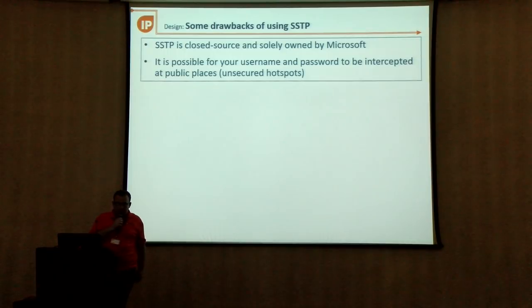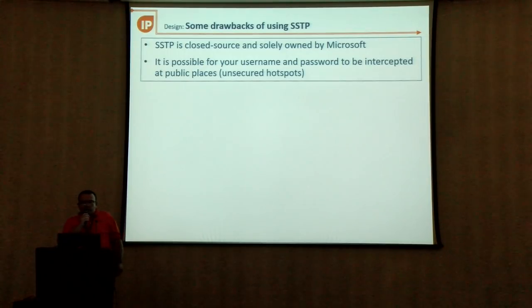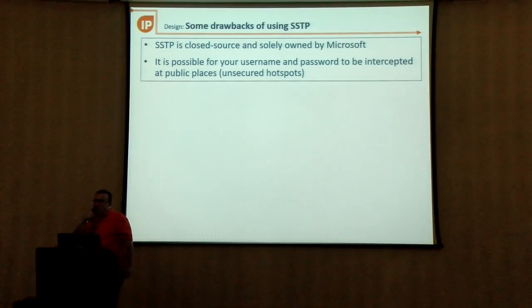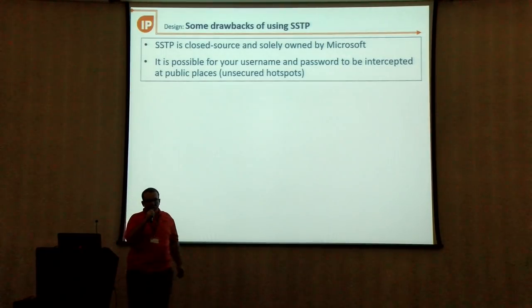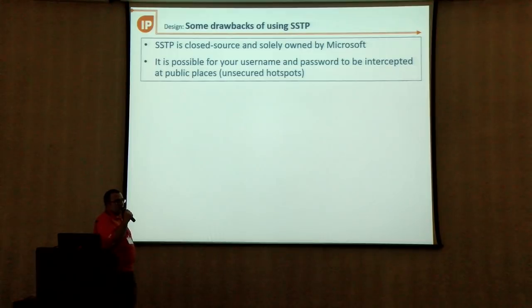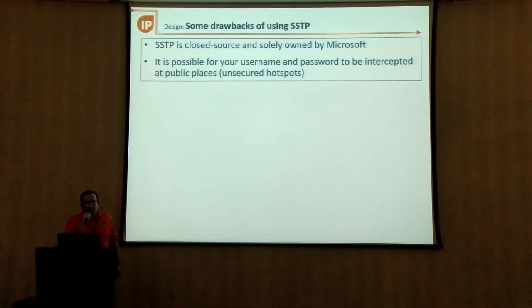So these are the drawbacks of using SSTP. SSTP is closed source and solely owned by Microsoft, so you don't know anything about the protocol itself. It's completely closed. And it is possible to intercept username and password in public hotspot networks, unsecured hotspots. So be careful when you log into the hotspot without HTTPS and try to connect with SSTP to work on some remote site. Someone can see your username and password.